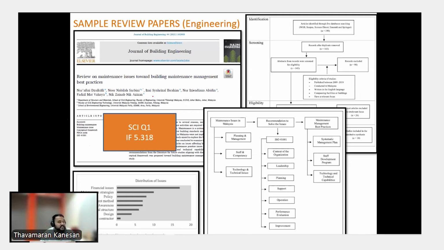Okay, so this one, SCI Q1, impact factor 5.318, particularly focusing on issues. Then the overall idea for engineering students here, very important. Whatever idea that they propose, they have conceptualized the overall sentiment here. Okay. Then, of course, the Prisma diagram. So all these samples are attached in my Telegram group. You can download and read them from there.